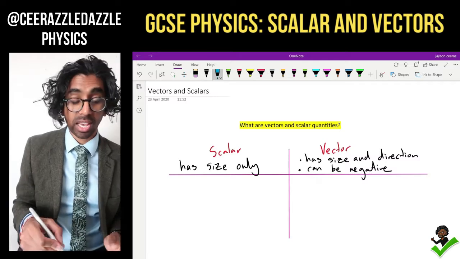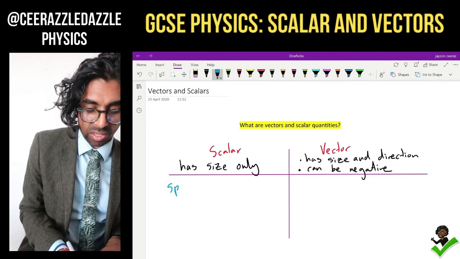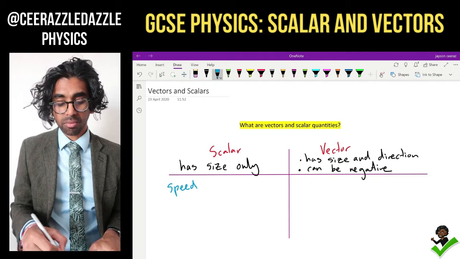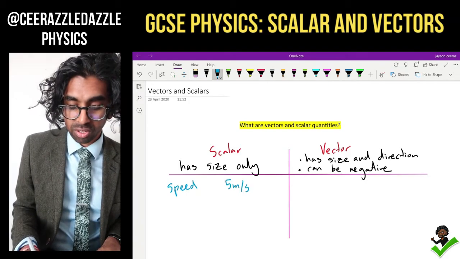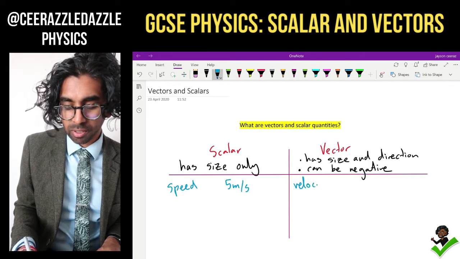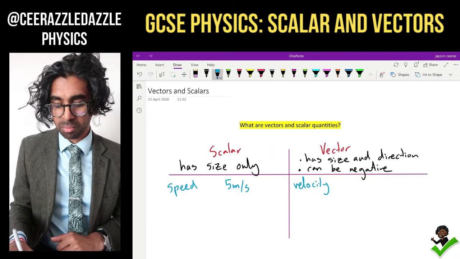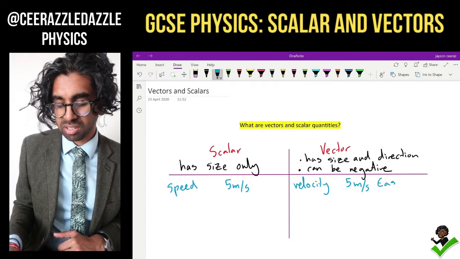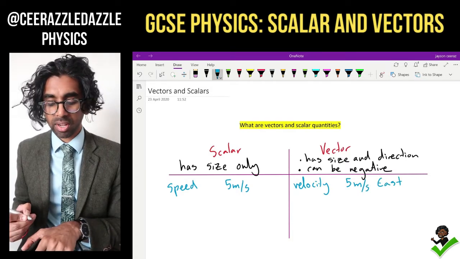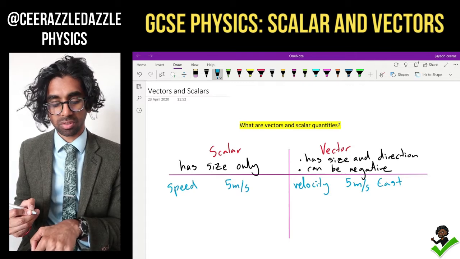An example of a scalar quantity could be the speed. It could be 5 meters per second. The vector version of it will be the velocity. It looks almost the same, but it's slightly different. It has 5 meters per second, but east. That's an example. Why? Because the east tells me the direction.